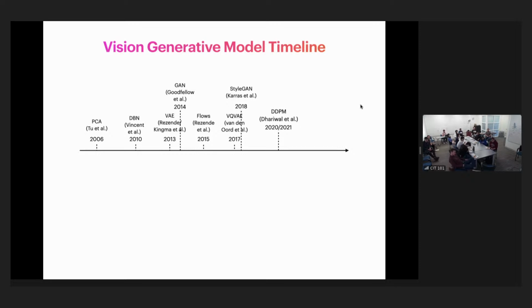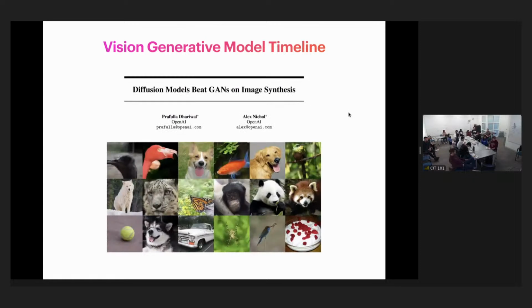And then in 2020 and 2021, there's the DDPM paper, which did not first introduce diffusion, but it's the first to show that diffusion models can beat GANs in image quality. And they showcase very stunning results. I remember I was very surprised by the results of this paper.